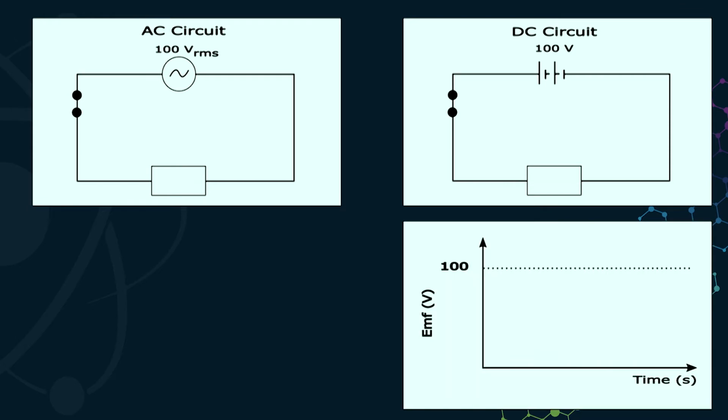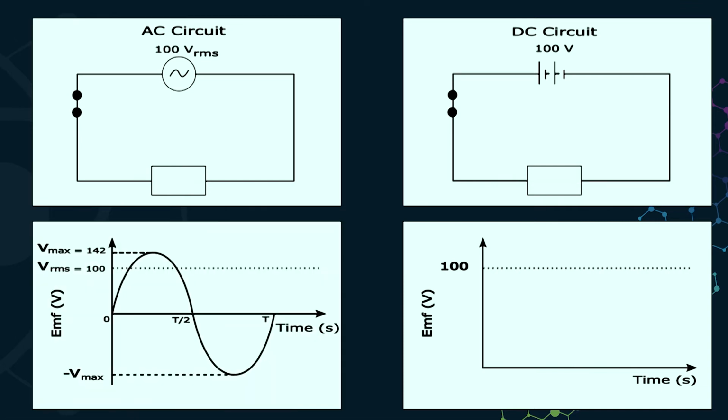If we had to draw the graph for potential difference, or EMF versus time, it's constant. That maximum voltage remains constant, so that's why we've got a horizontal line at 100 volts. Let's go look at this graph for an AC circuit. There's our sine graph, which we saw earlier.